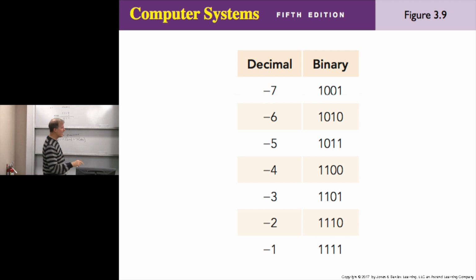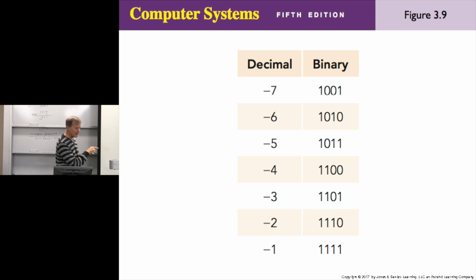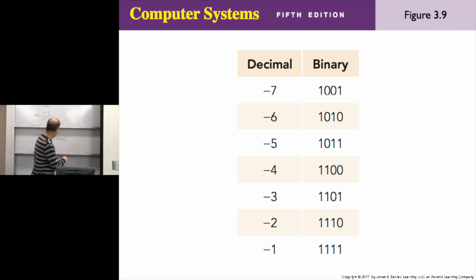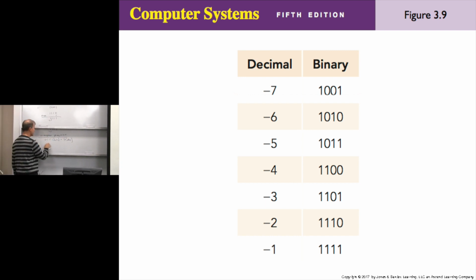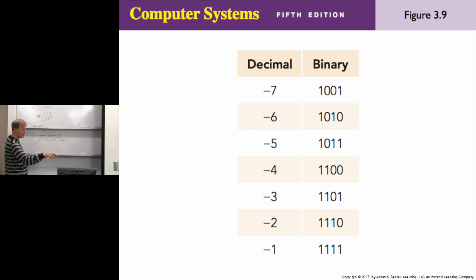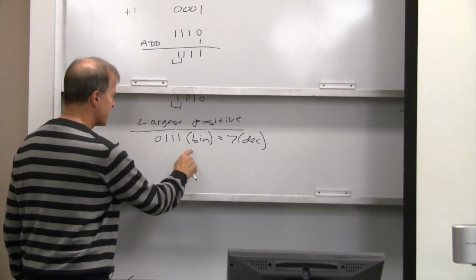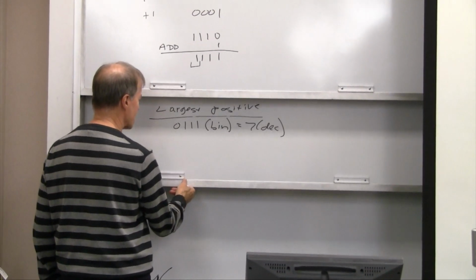All right? But now look at this table in figure 3.9. The largest positive is 0, 1, 1, 1. Right? And that's 7. But look, let's calculate that bit pattern for negative 7. If this is the way 7 is stored, how is negative 7 stored? What would you do?